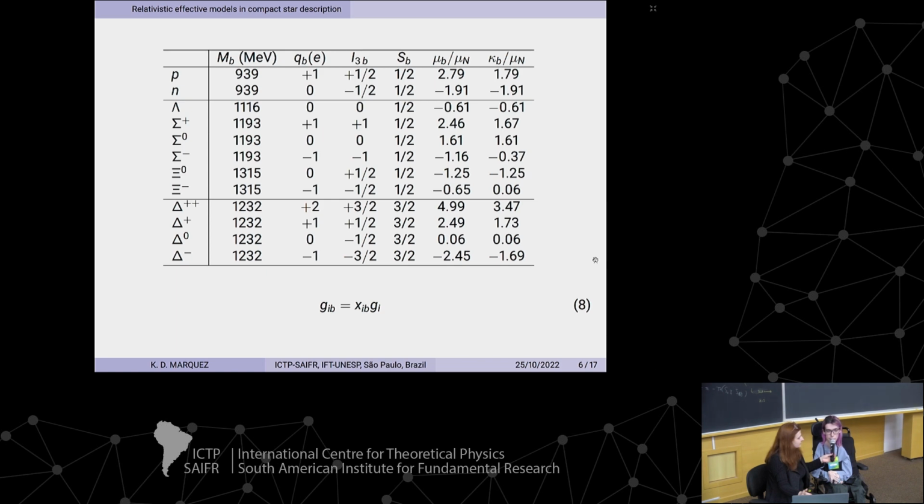So we want to study the effects of delta particles. And they have spin 3/2. So when we include magnetic field effects, a whole new set of issues must appear, because they have this other spin.